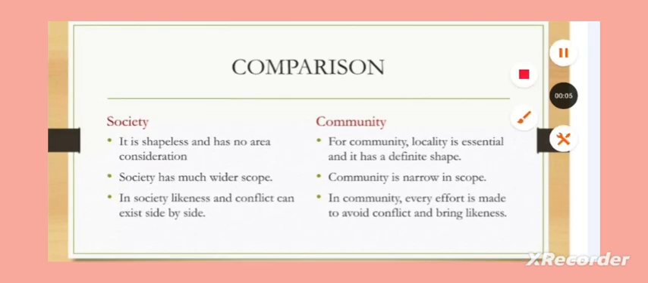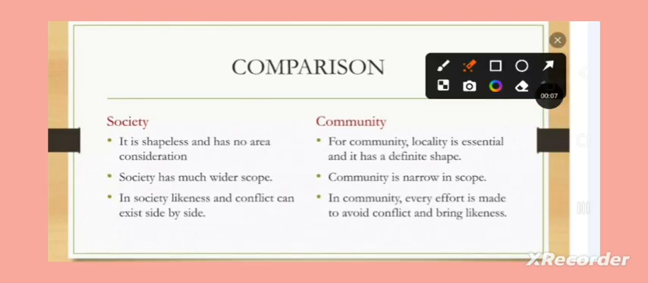One or two points on the difference between society and community. Example for society: Indian society includes people from different states, languages and religions who follow common laws and political system.